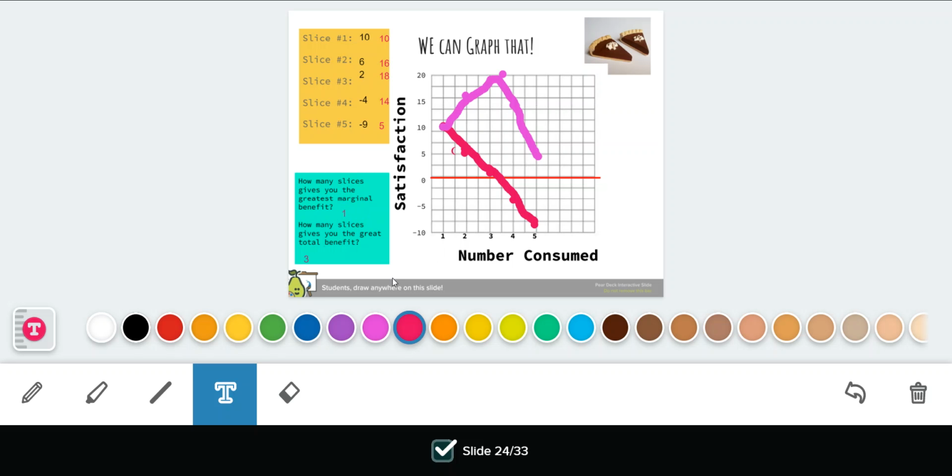Now, it's a little silly when we talk about it with food, but if we were talking about this with money, and we were adding a new employee or a new piece of equipment or a new menu item to our restaurant, and we saw this total line go down, we would say we had reached a point of diminishing returns. After that third slice, it was no longer benefiting us to keep doing this. It was actually costing us because it's going down. That is how you graph the marginal and total benefit.